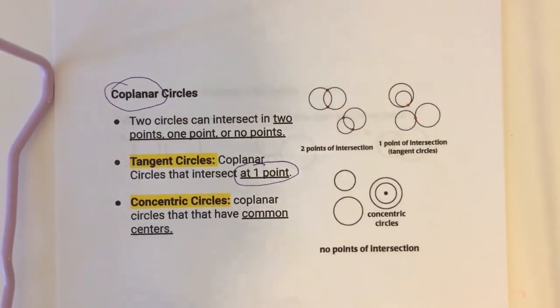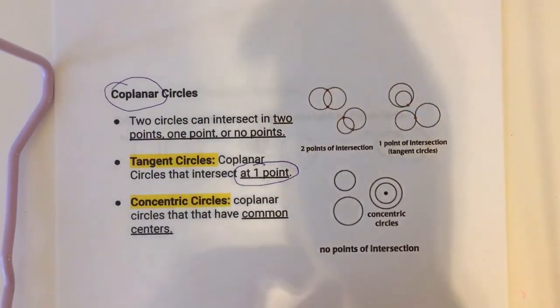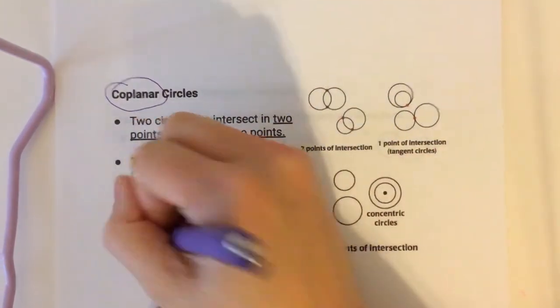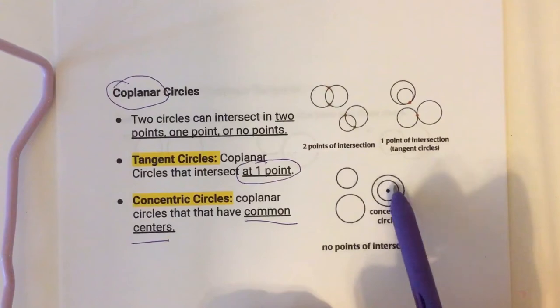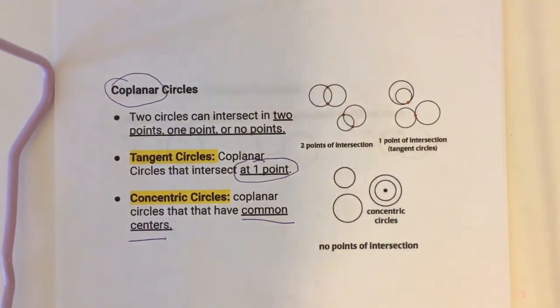And then concentric circles are coplanar circles that have common centers. So basically, they're circles within circles, and they just share the center. So they're not actually touching. They don't have a point of tangency. They just have a common center, and they don't have any points of intersection.